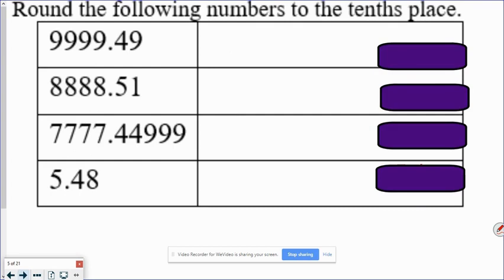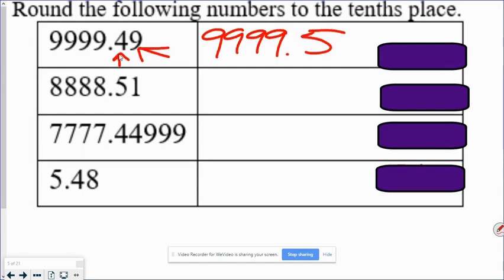All right, in this one, we want to go to the tenths place, so we want to round to that tenths place. Why don't you pause the video and see how you do? Keep playing the video, pausing the video as you're going through. So we want to go to the tenths place, so we have to look at the hundredths place. The hundredths place is greater than a 5, so it means we round up. So we have 9, 9, 9, 9, and then we round up to a 5.